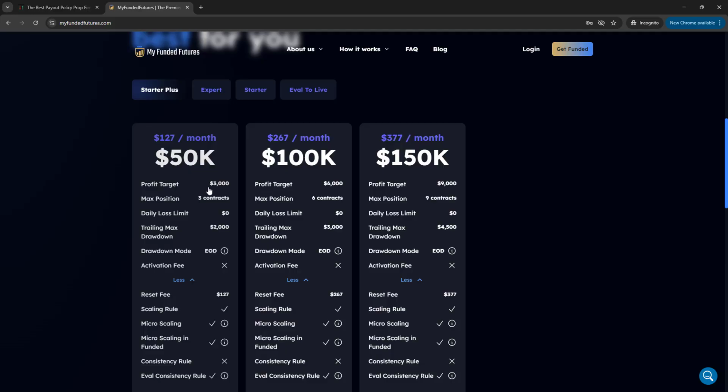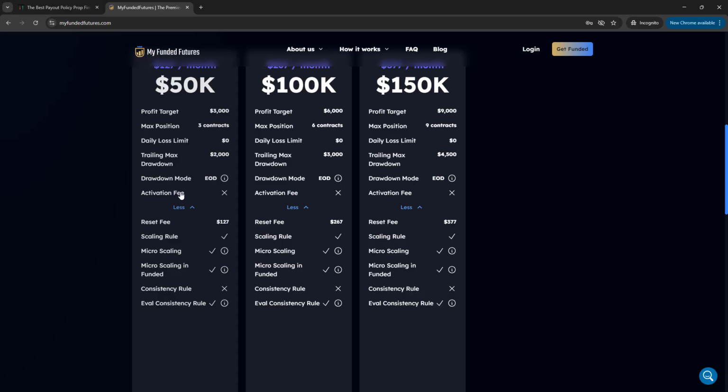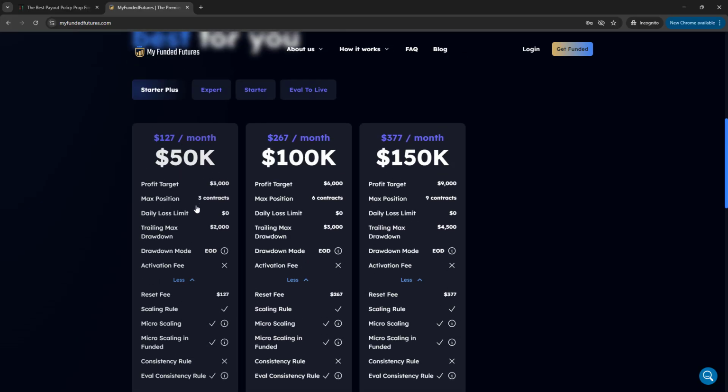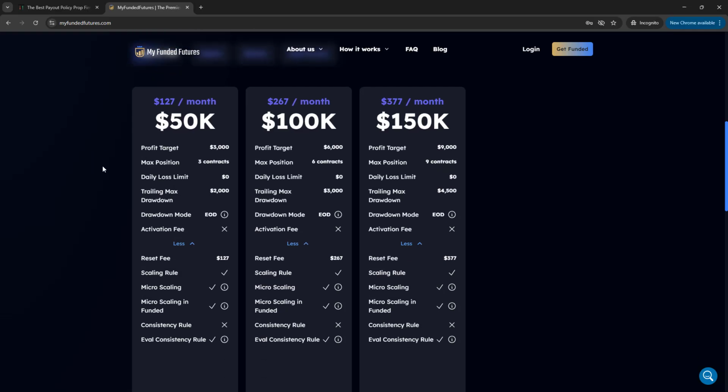Starter Plus 50K is definitely one of the more popular ones because you get no consistency rule for funded. You still have the 3K profit target, and they have no activation fee. As you see, there's no activation fee on any of them. The max contracts on this one is only 3. Max contracts on Take Profit Trader is 6. You have daily payouts with Take Profit Trader. You do not have daily payouts with My Funded Futures. You have to hit the profit target, and then you can take money out. Then when they push you live, you can take daily payouts, but you have to get to live.